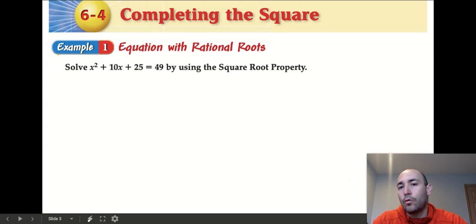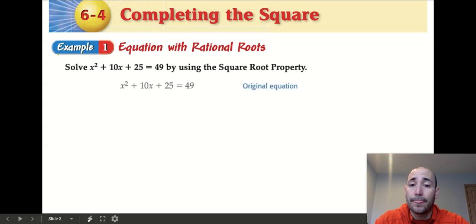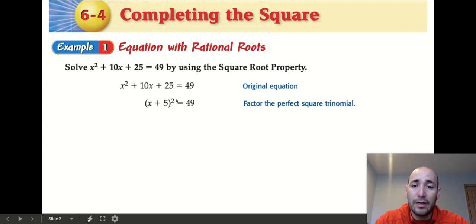So let's go ahead and solve this equation. It wants us to solve x squared plus 10x plus 25 equals 49 by using the square root property. If I take this original equation and notice, this trinomial here is actually a perfect square. I can factor this to x plus 5 squared. If I factor this, it would be x plus 5 times x plus 5, or x plus 5 squared. So when I factor it into a perfect square trinomial, it is easy to use the square root property, because it's just this parentheses squared equals 49.